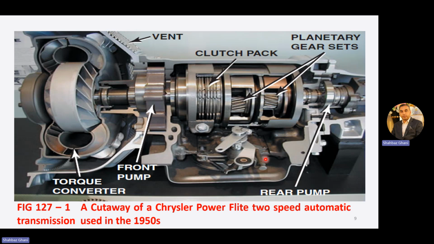And this is your rear pump. This is the changing lever, the hydraulic valve assembly, and the oil pan here. So this is the cutaway model of the Chrysler PowerFlite two-speed automatic transmission used in the 1950s.